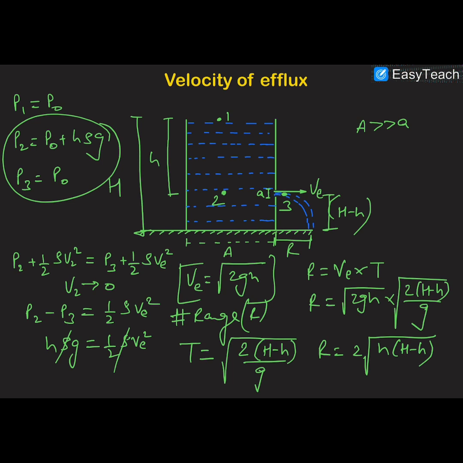Now, let us discuss a fact on the next page. If there is a container like that, and this container has two holes, one hole at this point and another at this point. The total height of the liquid is H, and this is h, while this is also h, and the liquid is filled into this container.